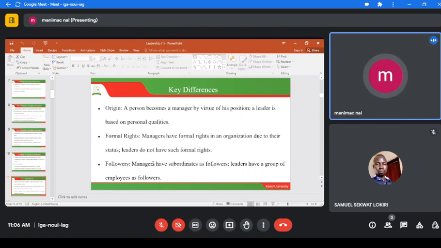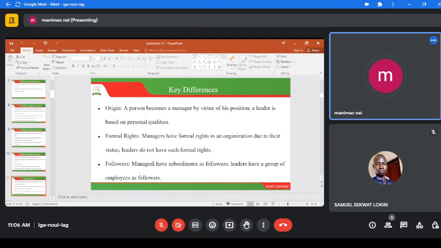Okay. Furthermore, in terms of formal rights, managers have formal rights in an organization, because you have been given a position, you have been appointed, so you have those formal rights because of the position that you have. Leaders, due to their status, do not have such kind of rights. Are we together?